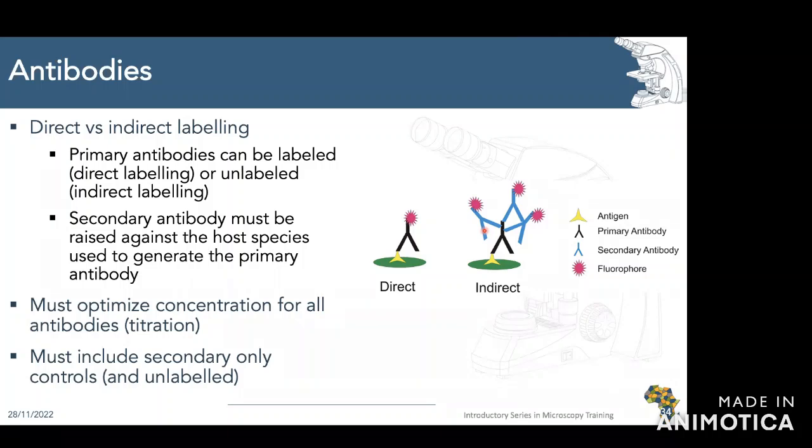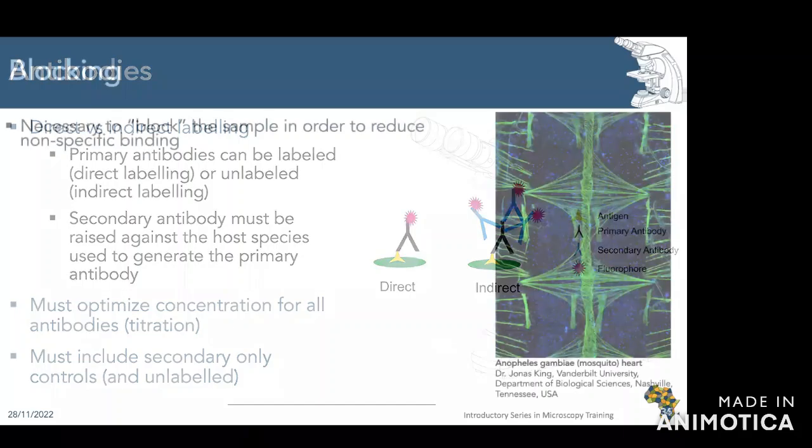All antibodies should be optimized. I usually use the recommended concentration, a little bit lower and a bit higher, and so do a titration. And then in your controls, and I'll talk on this later, we must include secondary-only controls if you've got a secondary antibody, to ensure that any signal being generated is not because of non-specific binding, but because your secondary antibody is binding specifically to your primary. And of course, an unlabeled control to ensure that any background autofluorescence signal is taken into account.